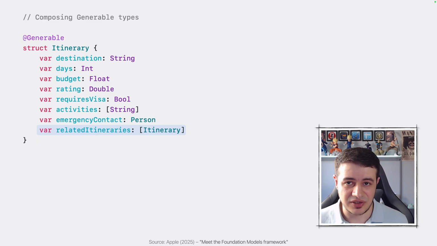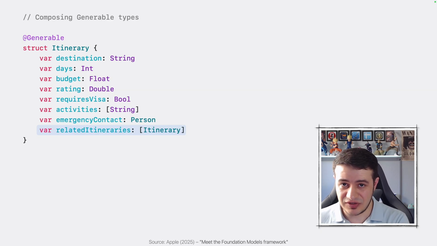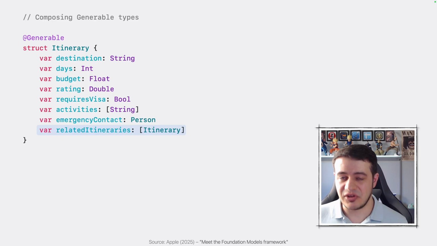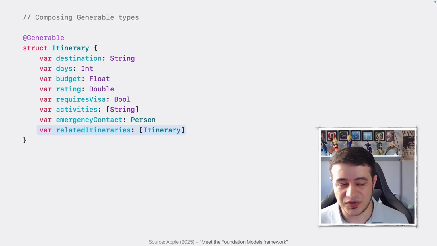These are all the fields and the types that you can add into your structs. These include all the usual things like string, int, float, double, bool, even arrays of strings, and even relations. So if you have another type that also conforms to Generable, you can just reference it here, and even arrays of relations. So if the itinerary, for example, is referencing itself in an array, you can even have recursive models like shown here. So all of this works without any problems.